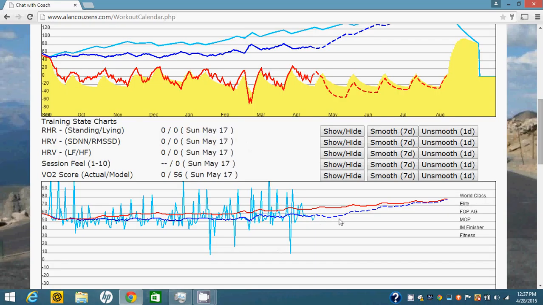And again, we have this projection as well that'll show you where things are headed, assuming we get all of the load done from here on out.